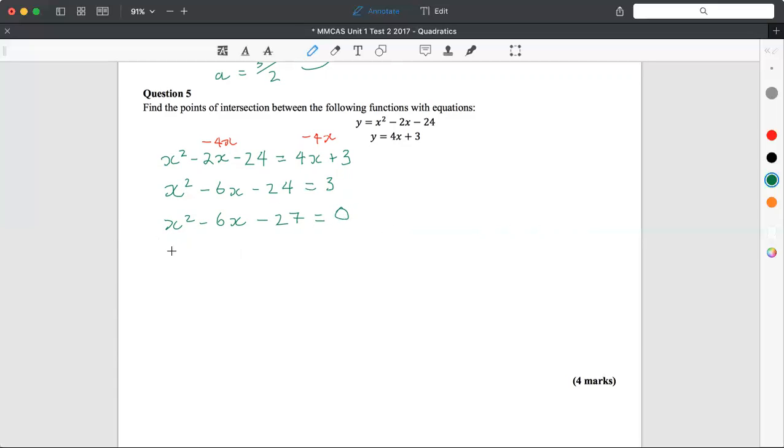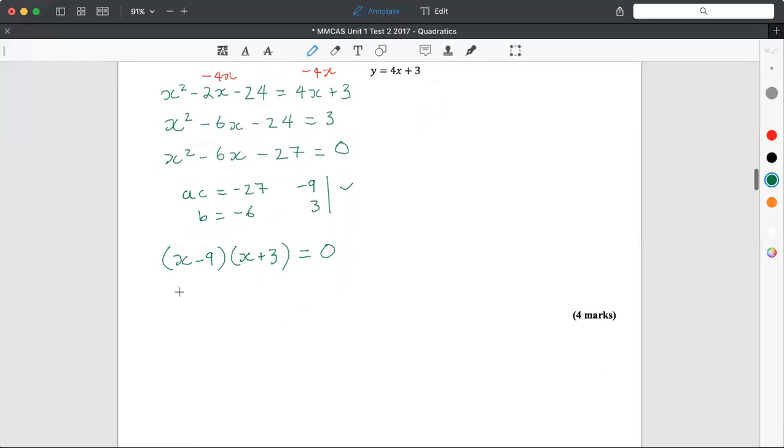So what we're going to get is, all right, what multiplies to give -27 and adds to give -6? Well, I'm thinking 9 and 3 are looking good. It has to be -9 plus 3. Since this is monic, I'm just going to go straight into putting it in. We're going to get (x - 9)(x + 3) = 0.